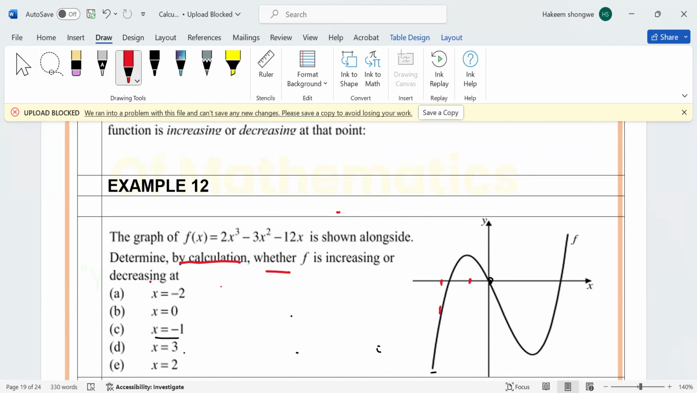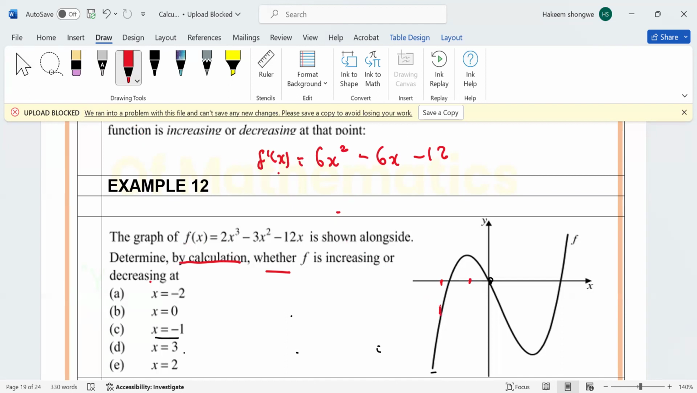Now, what kind of calculation are we going to do? We can differentiate. Let's differentiate this. If you differentiate, what are you going to have? f prime of x is equal to 6x squared minus 6x minus 12. Now, as long as you have the derivative, here's what we're going to do.